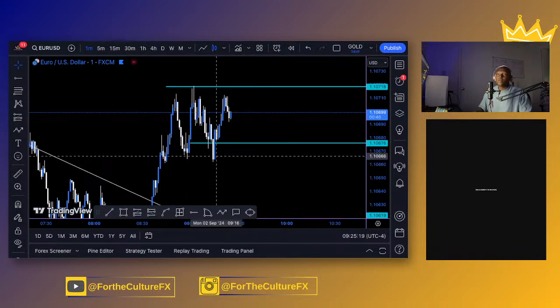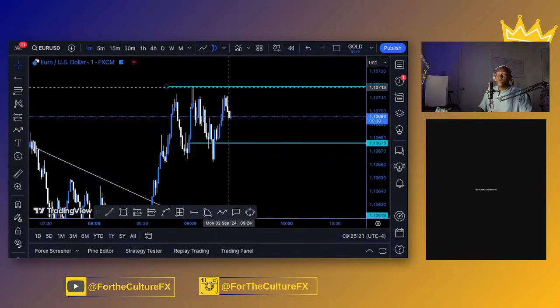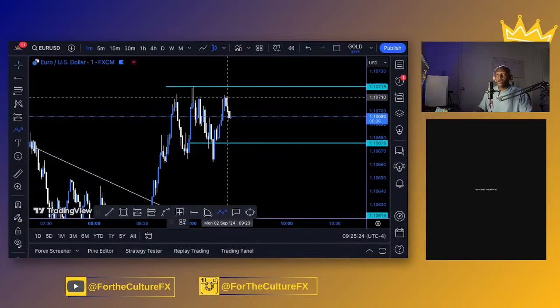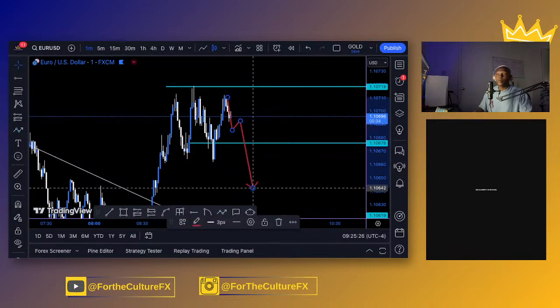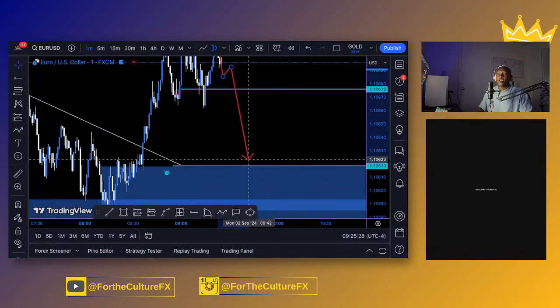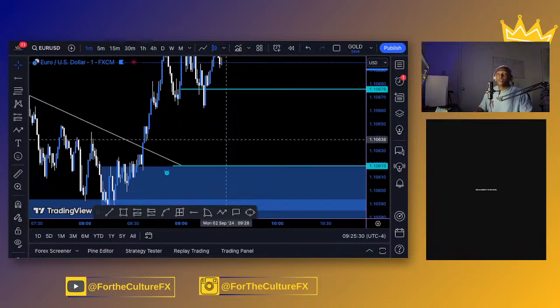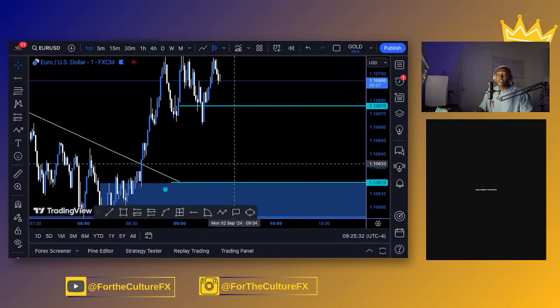This is indicative of a change of character and why we could potentially see ourselves getting a steeper move to the downside to come back into that retest level that we're looking for. So this is a good sign that price could push steeper down into this level here.